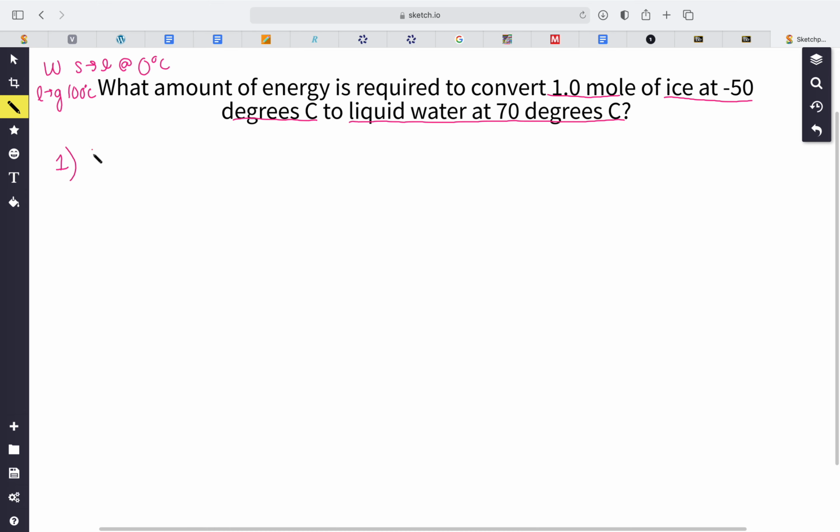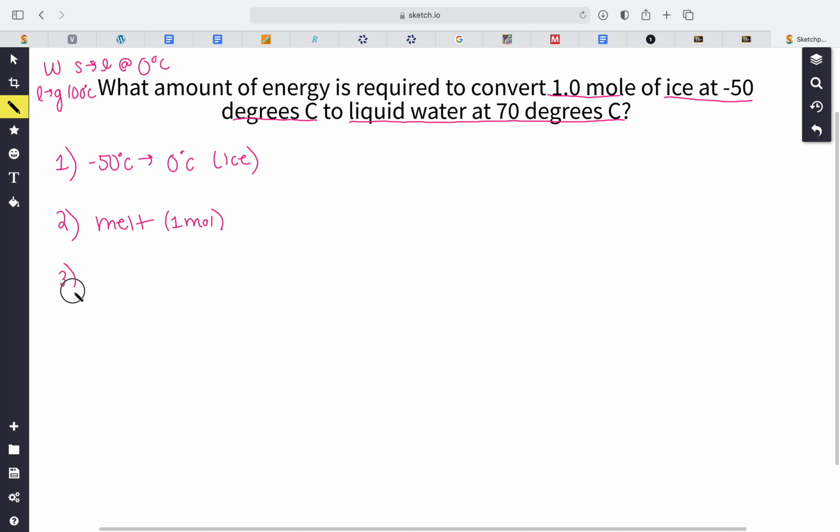So the first thing is we are bringing the ice from negative 50 degrees Celsius to where it's going to melt at 0 degrees Celsius. So that's our first thing that's happening. I'm going to write that this is ice so that I know when I'm finding my C value. And then the second thing that's going to happen is it's going to melt. So that's the next thing. And I'm going to write that it's 1 mole of it.